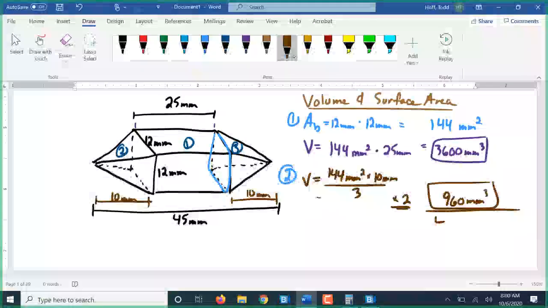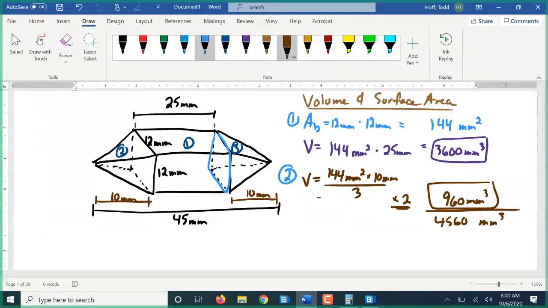We add that up. Got an extra 0 there. 4,560 millimeters cubed is the total volume of that.